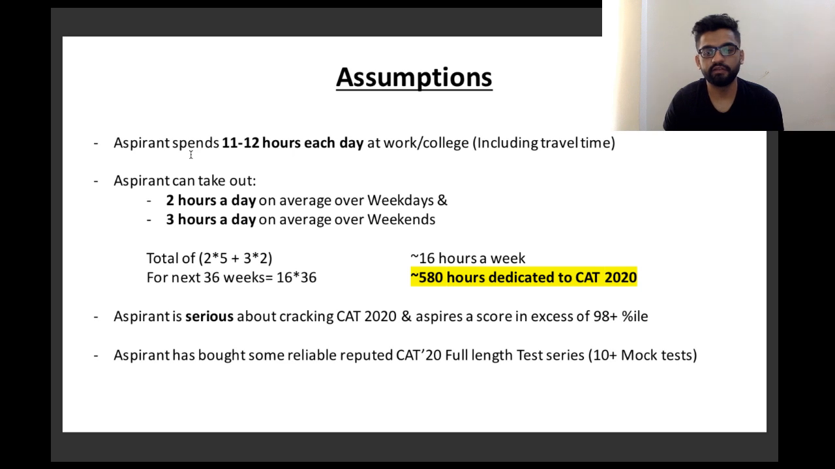Another assumption is that the aspirant is serious about cracking CAT 2020 and aspires to a score in excess of 98 plus percentile. Now, the aspirant has bought some reliable, reputed CAT full-length test series. 10 plus mock tests is what you have bought. So either you are an Unacademy Plus subscriber where you get access to all these mock tests, or you have mocks bought from some other sources.